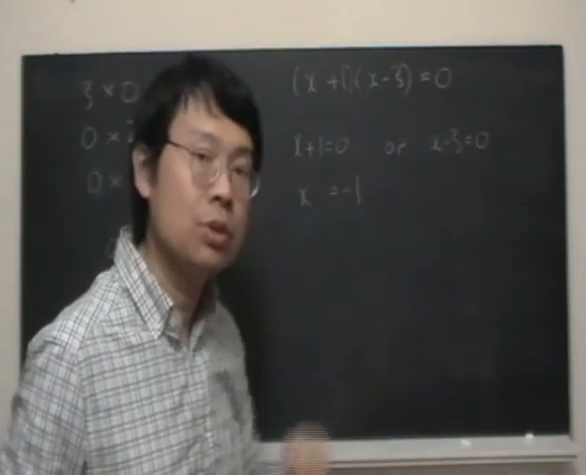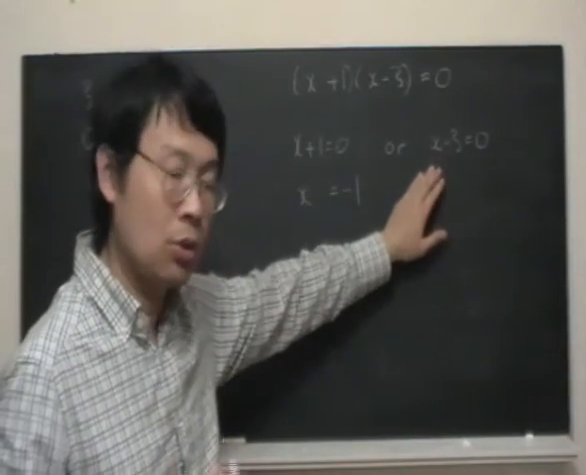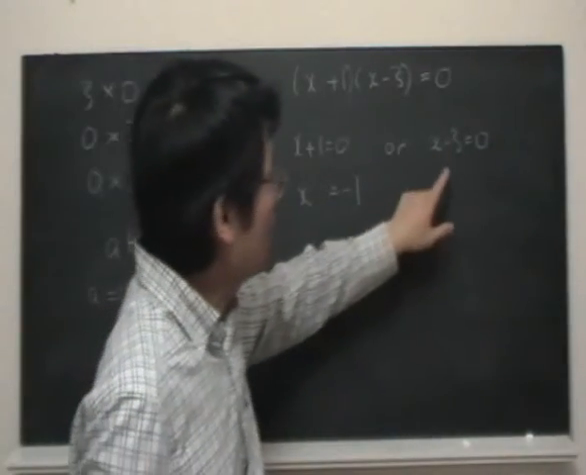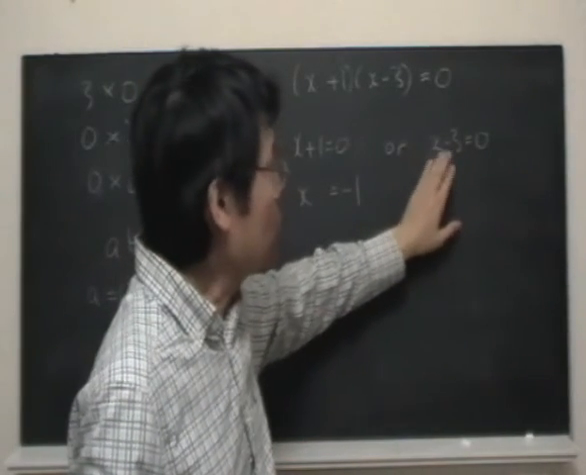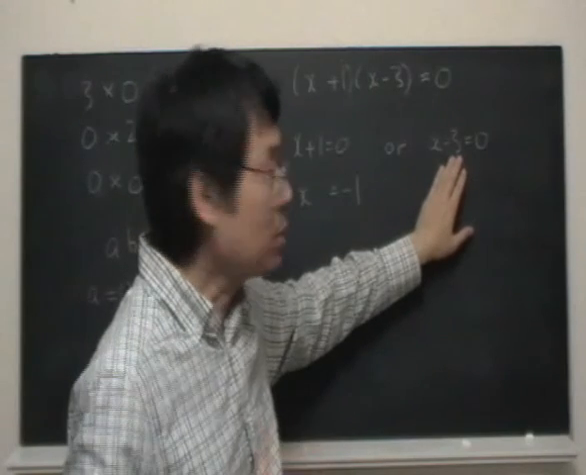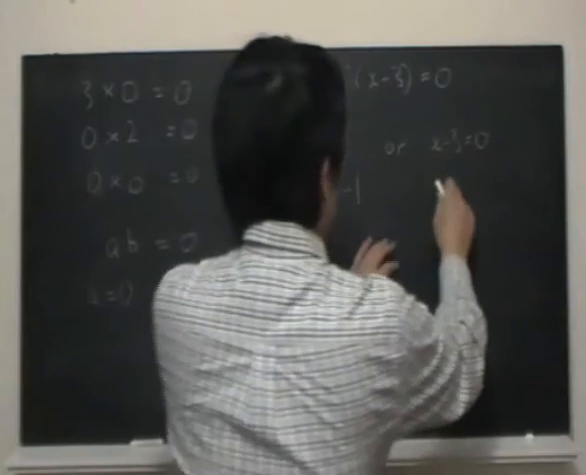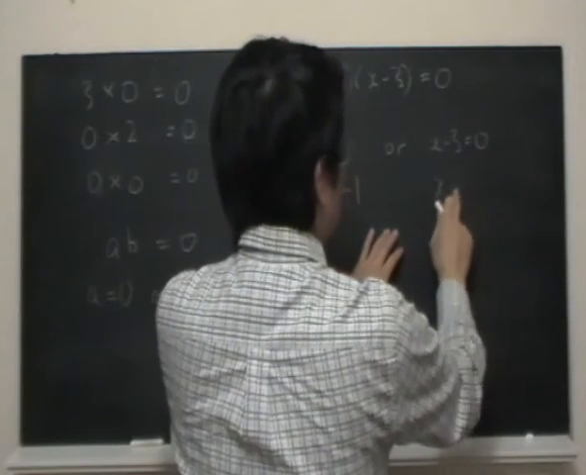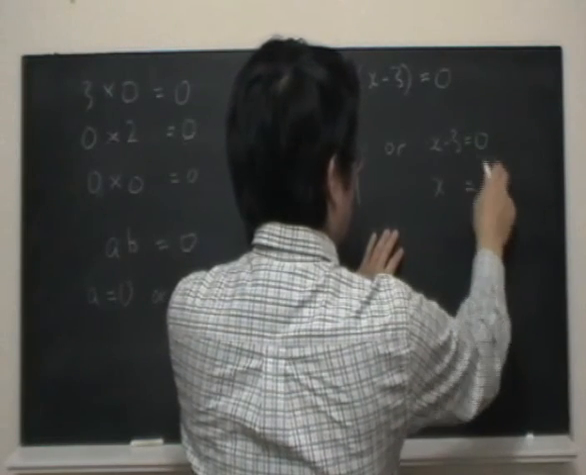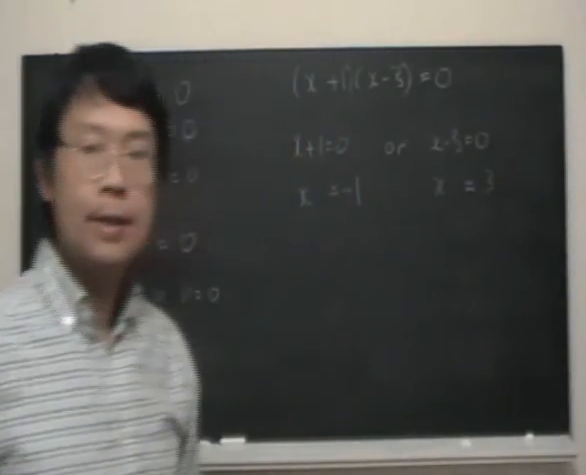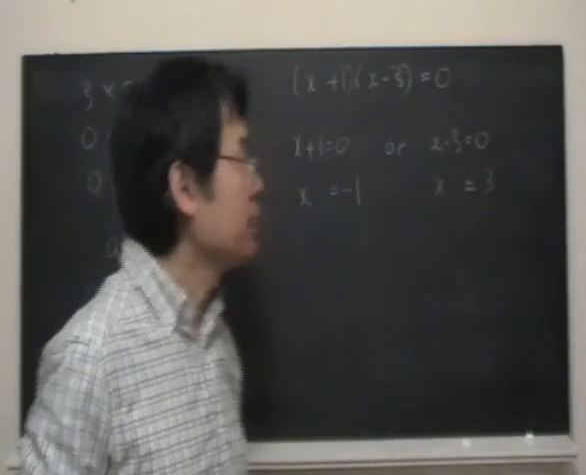x minus 3 equal to 0. It's a different equation, and we can again solve for x. Let's do that. Now we have on the left side x minus 3. To find x, we need to get rid of the minus 3, and we can do that if we add 3 to both sides. So if I add 3 to the left side, minus 3 plus 3 gives 0. Add 3 to the right side, I get 3. So now the answer is x equals 3.